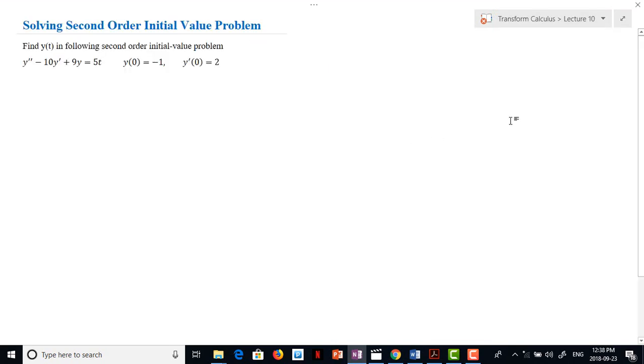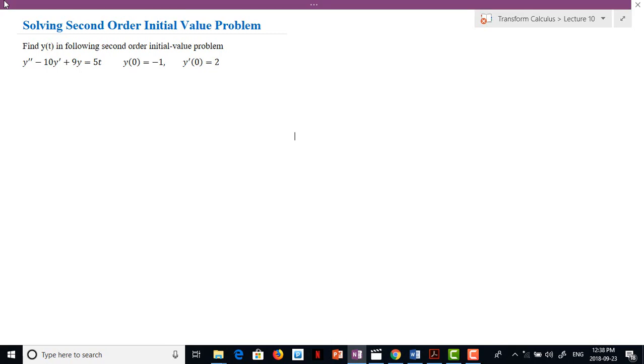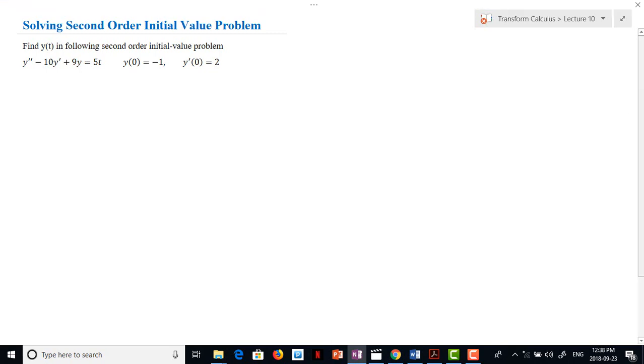So for solving second order initial value problem, we start with one example. We want to find y(t) in the following second order initial value problem. We have y double prime minus 10y prime plus 9 times y is equal to 5t. So again, here all the coefficients are constant. We have y at t equal to 0 is minus 1 and y prime at t equal to 0 is plus 2.